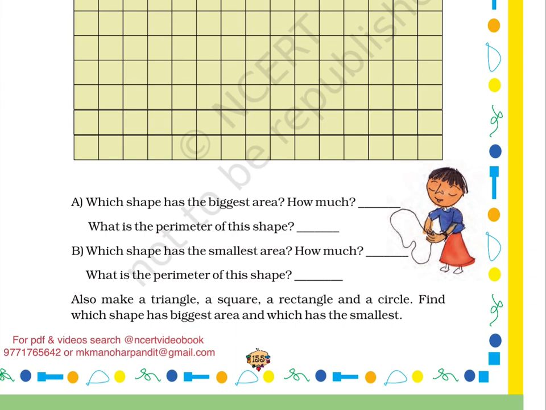Dash. Also make a triangle, a square, a rectangle, and a circle. Find which shape has the biggest area and which has the smallest.